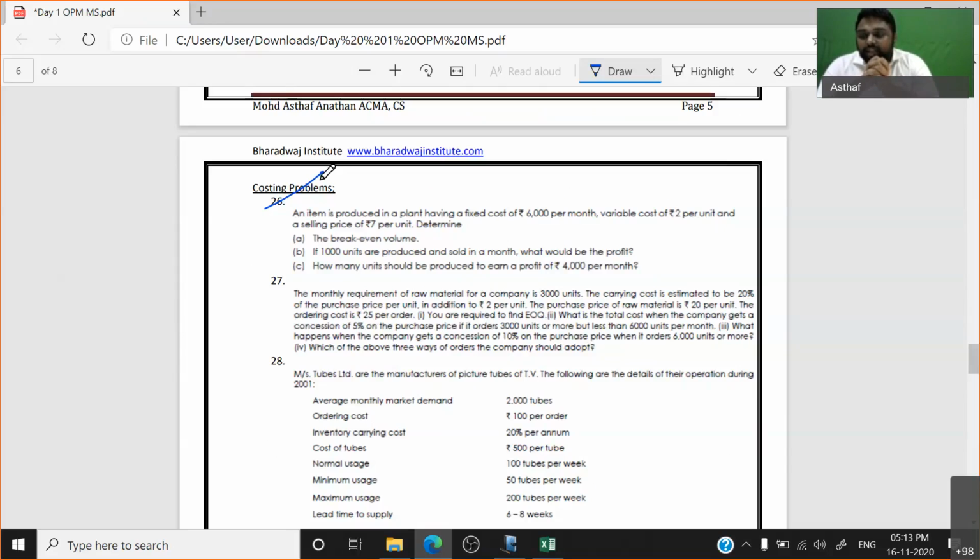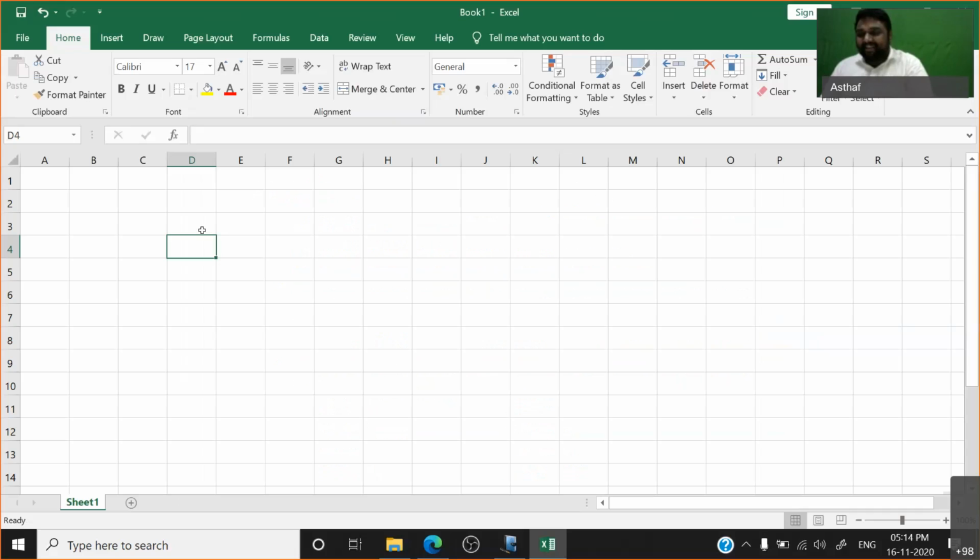The item is produced in a plant having a fixed cost of 6,000 per month, a variable cost of 2 per unit, and a selling price of 5. They are asking, what is the break-even point? That is the first question. I hope all of you remember the costing equations, but anyway, I will help you. So question number 26 we are starting. First they are asking the break-even point.